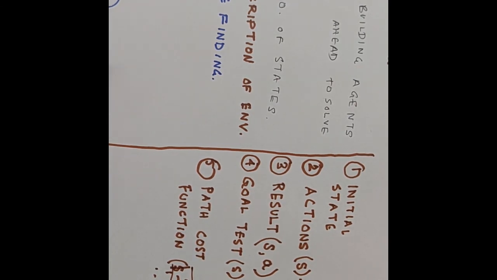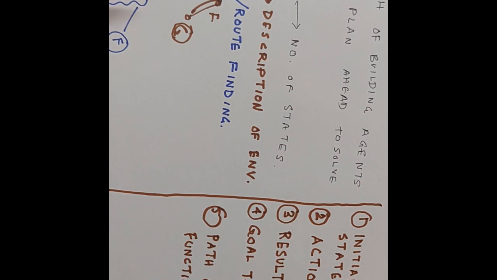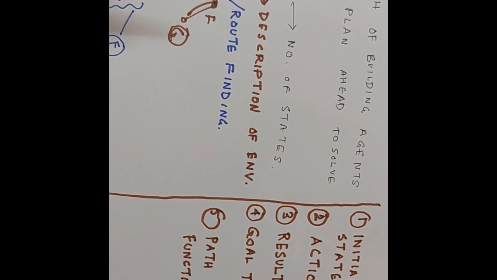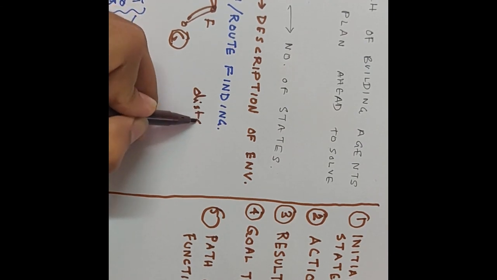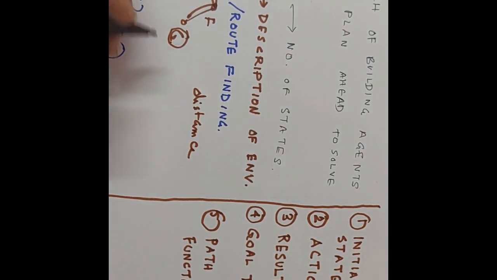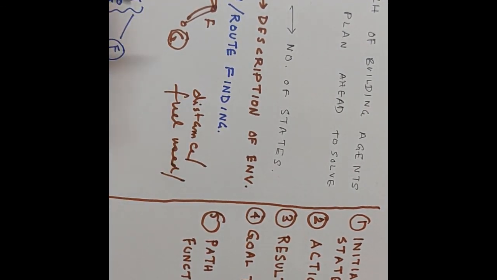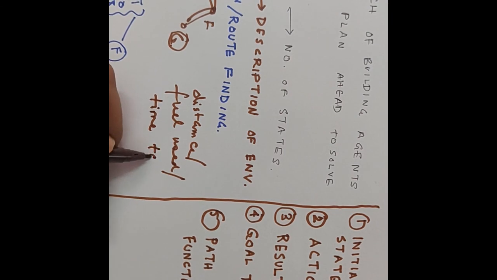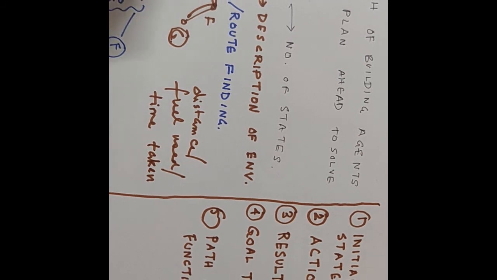Now what is this step cost? For example, for moving from A to B, and I am speaking for a path finding problem, the step cost may be the distance travelled, or it can be fuel used, or it can be time taken. So all these can be examples of step costs.